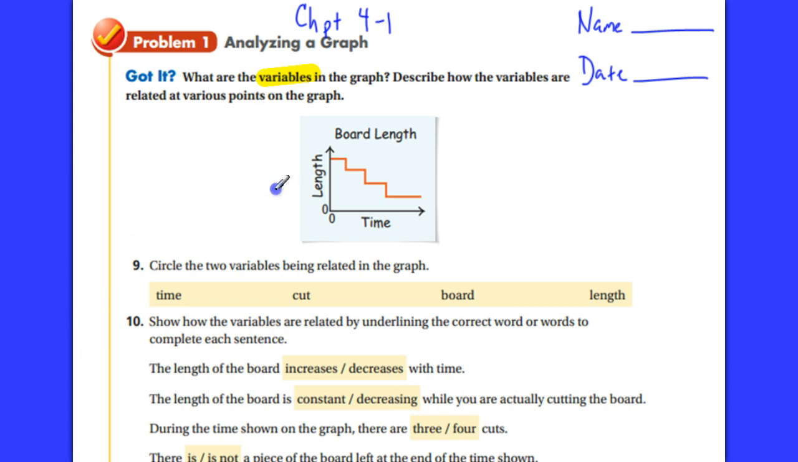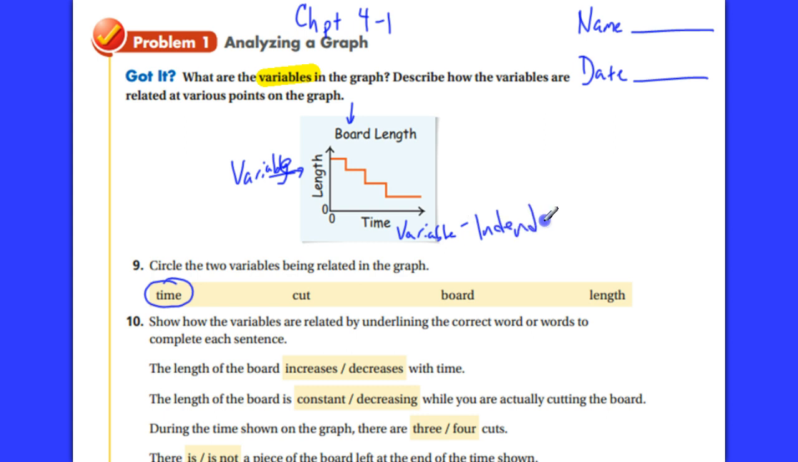When given a graph, there are three things that should always be on the graph: a title and the two axes. And basically your axes are the variables. So that's a variable. The y-axis is a variable, and this is a variable as well. Down here, number 9, it says circle the two variables being related in this graph. Well, we have time, the x-axis. By the way, that x-axis is the independent variable.